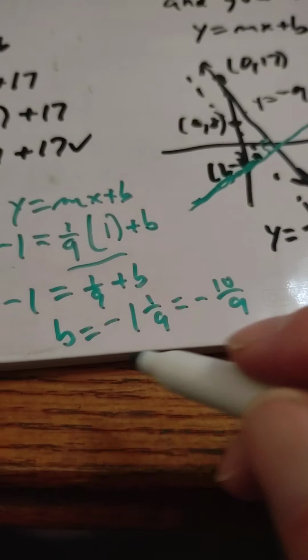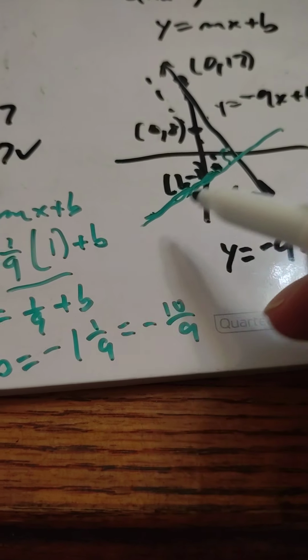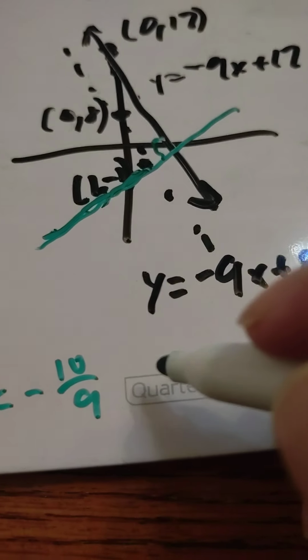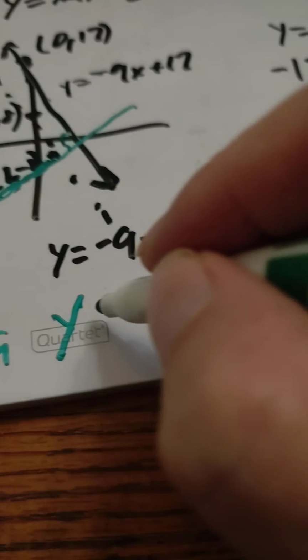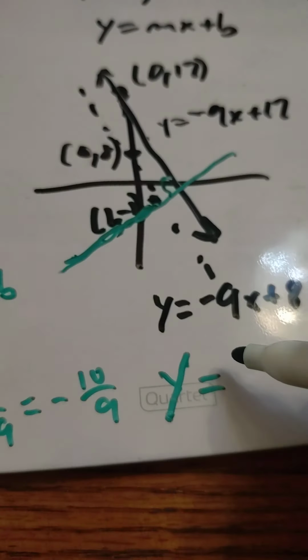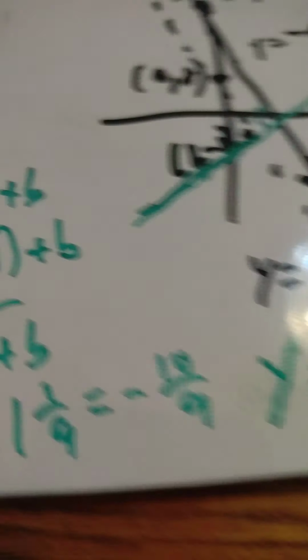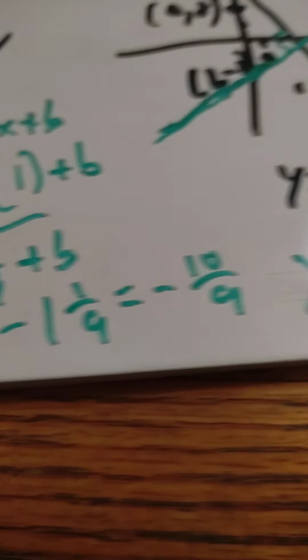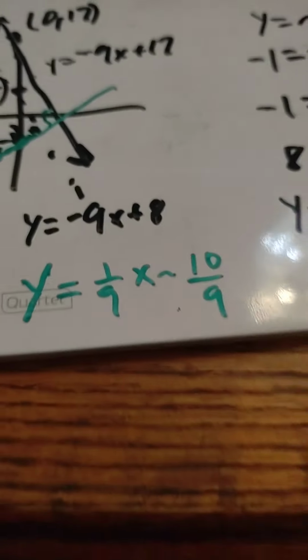So once you've solved for b, you're 99% done. What's the equation now of this green line? You can write y equals mx plus b again, but I'll just save some time here and write it directly. Y equals m. Make sure you write the right m. The slope for the green line we determined is 1/9. So 1/9 x, and b is negative 10/9. So minus 10/9. So there it is.